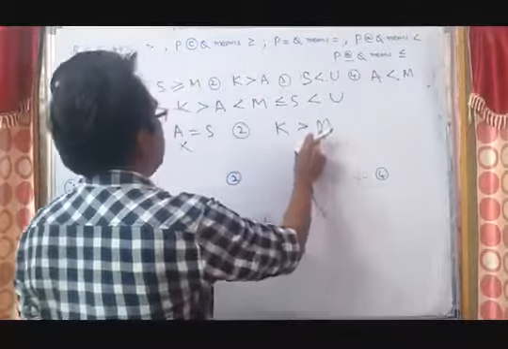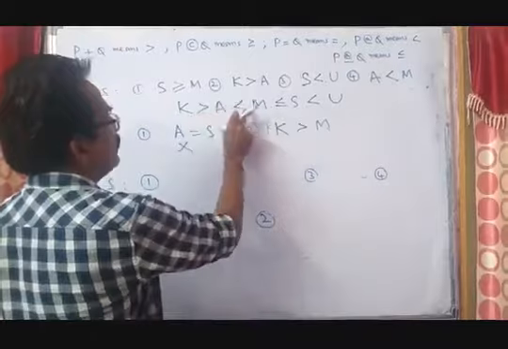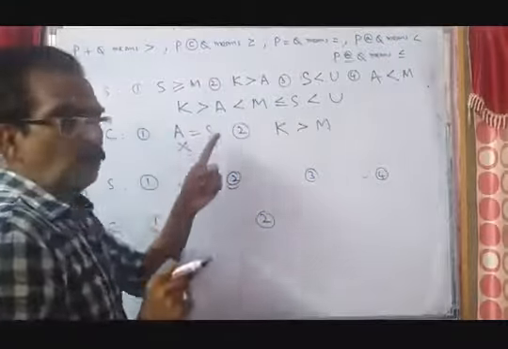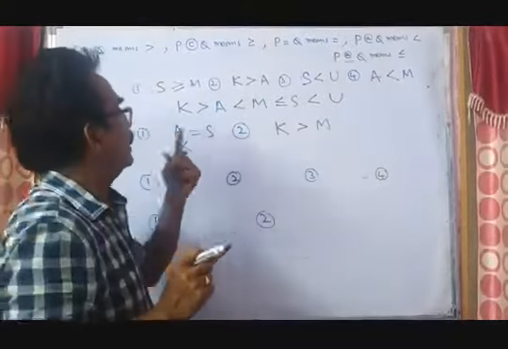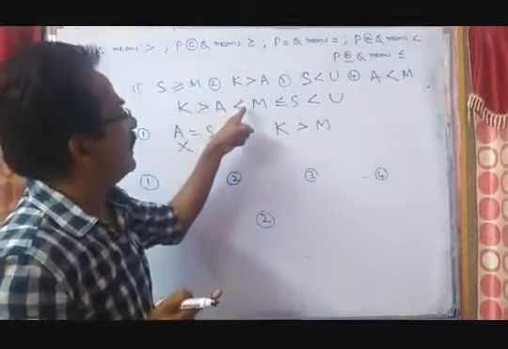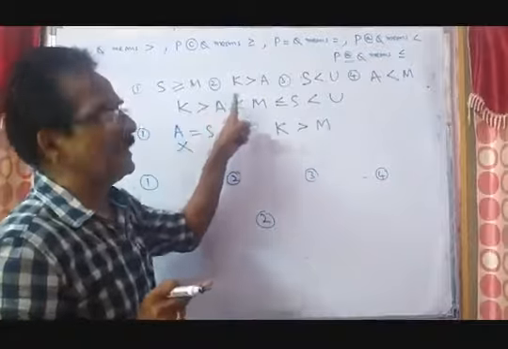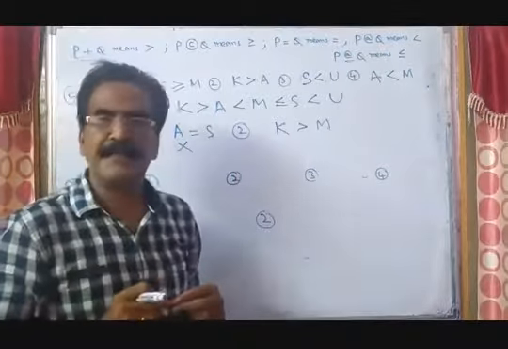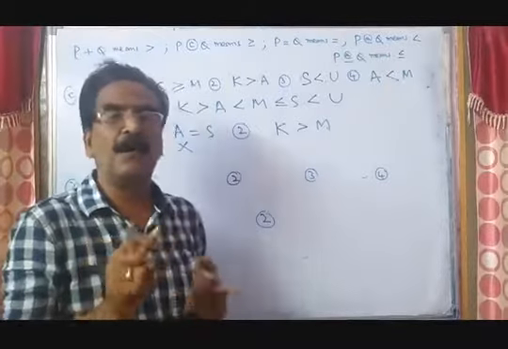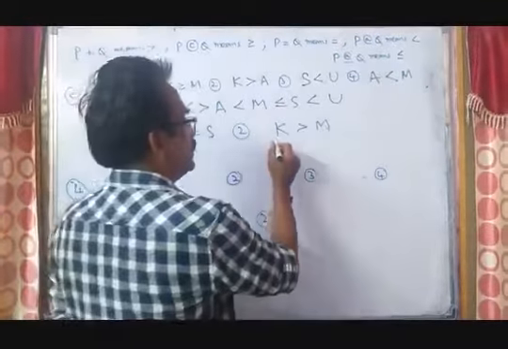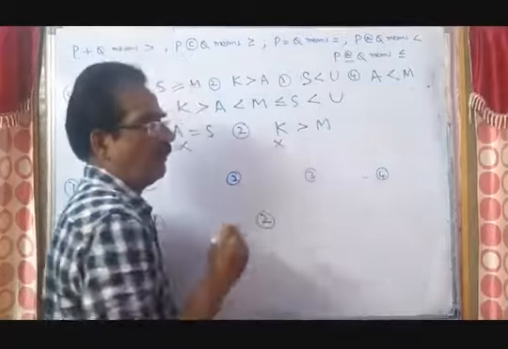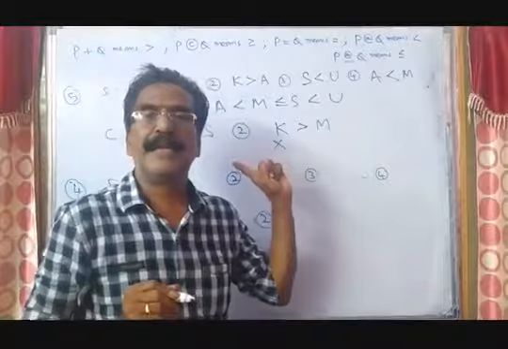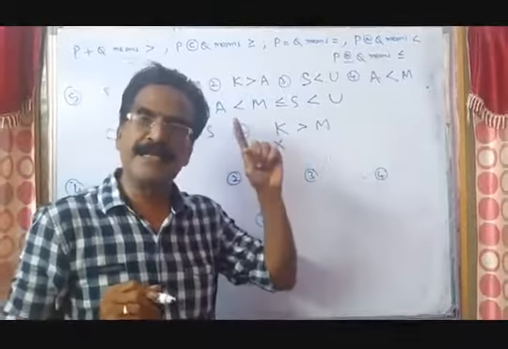K greater than M? Between K and M, two opposite inequalities are there: K greater than A, A less than M. We can't establish any relation when there are two opposite inequalities. So this conclusion is also false. So neither of the conclusions is true.